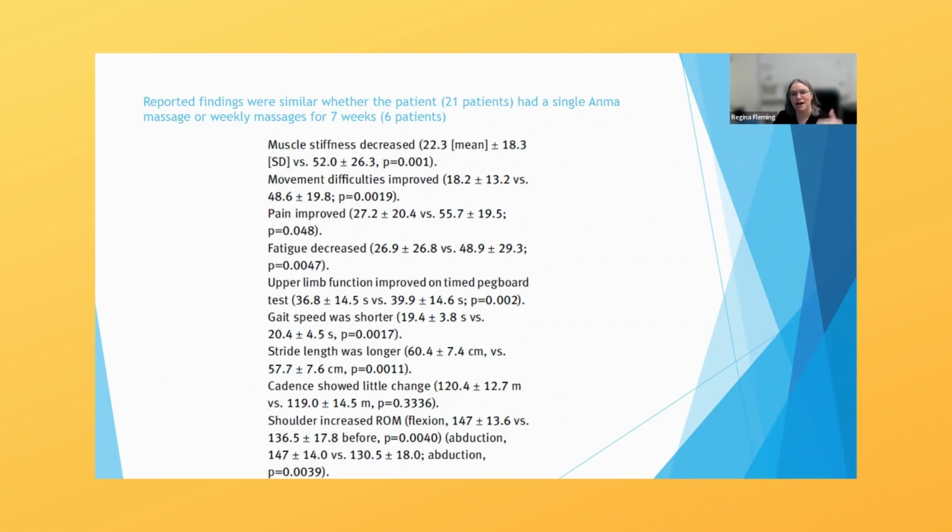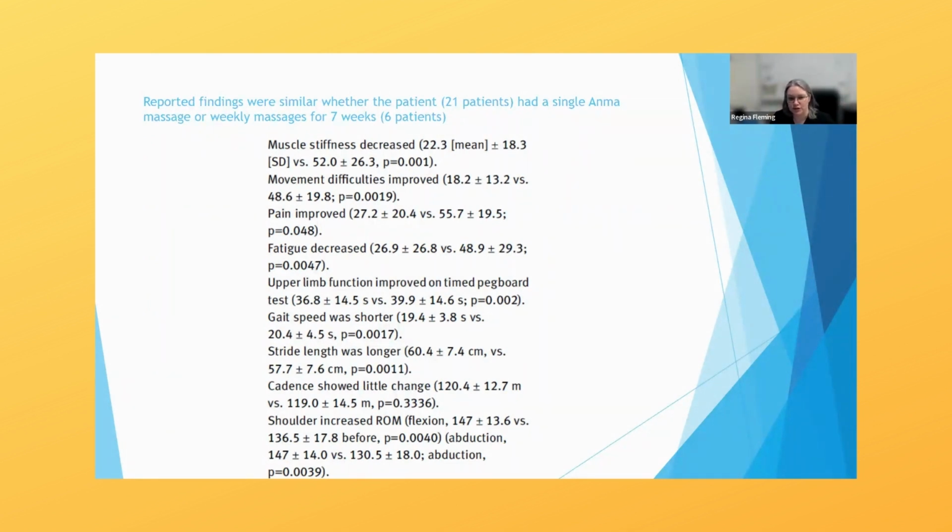for 7 weeks. But what they did see with this protocol that they had for OMM massage, they saw a decrease in muscle stiffness. They saw improvement in their movement abilities. They saw a decrease in fatigue. The upper limb function improved on timed pegboard tests. That was actually for their dominant arm. And for all the patients in this study, it was actually their right hand. They didn't see a change in the non-dominant hand, but they did see improvement with the dominant hand there.